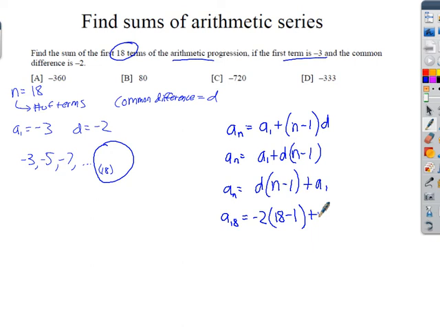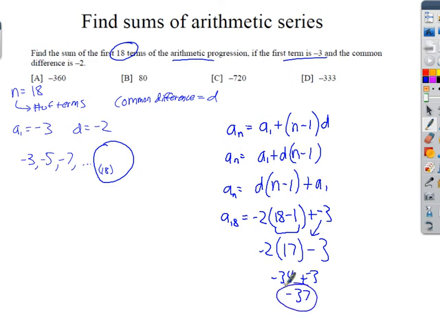Alright, now I'm going to just simplify this. 18 minus 1, of course, is 17. Still have the negative 2, and I'm going to change that to negative 3 right there. Negative 2 times 17 is negative 34, and I still have the minus 3, so negative 37. So the 18th term is negative 37.